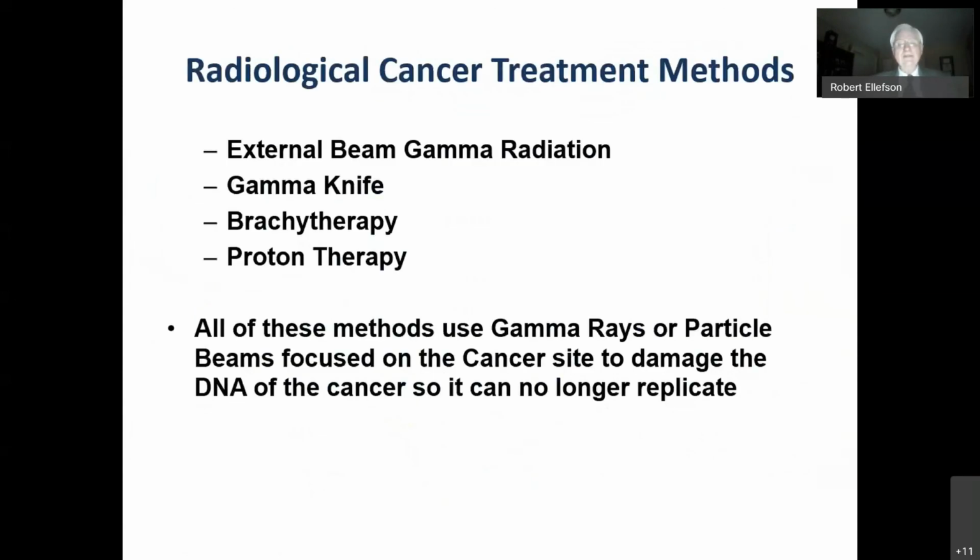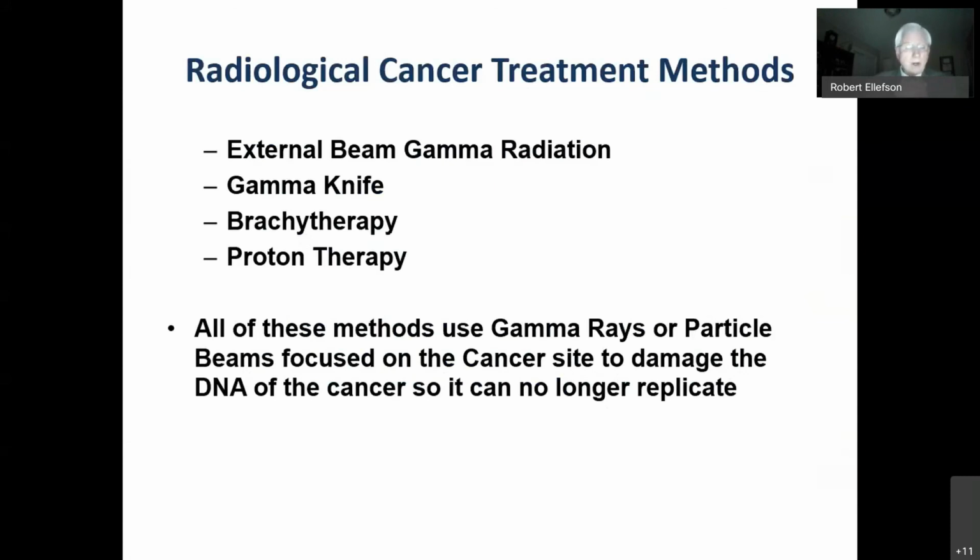So that is the end of our diagnostic treatment methods. We want to finish up here with looking at radiological cancer treatment methods. The ones we'll look at are external beam gamma radiation, the gamma knife, which is a proprietary name, brachytherapy and proton therapy. These are the four major radiation-related treatment methods for cancer.